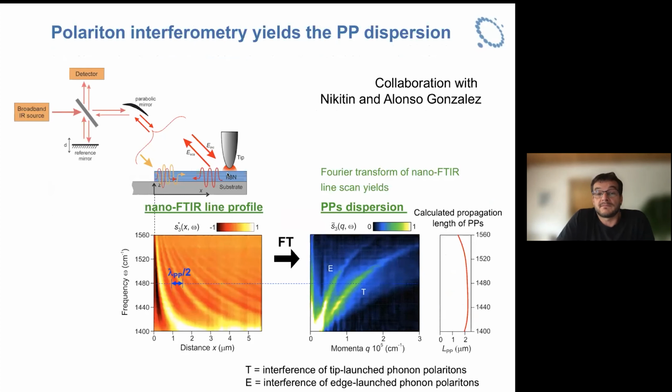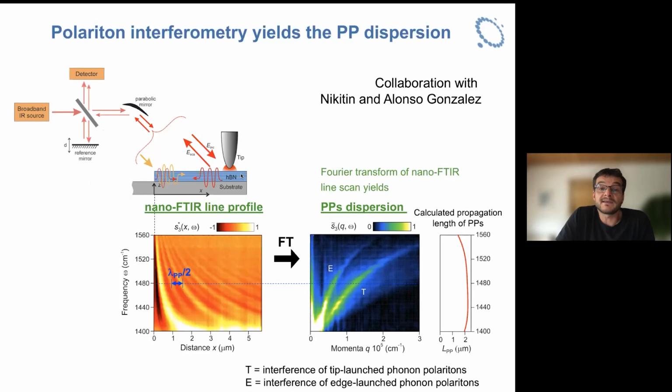We take a broadband infrared source, we illuminate the tip, and we collect the tip scattered light. Now we have a broadband source. We need to do spectroscopy, and the spectroscopy is accomplished with a Fourier transform spectroscopy module here. So we call this technique nano-FTIR. It is an FTIR technique, and just instead of measuring transmitted light, we do spectroscopy of the light that is scattered from this AFM tip here.